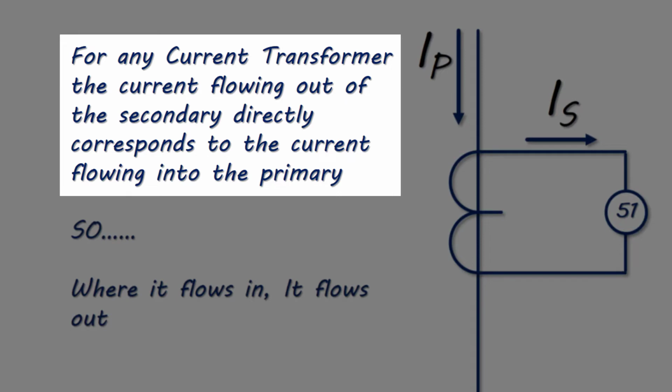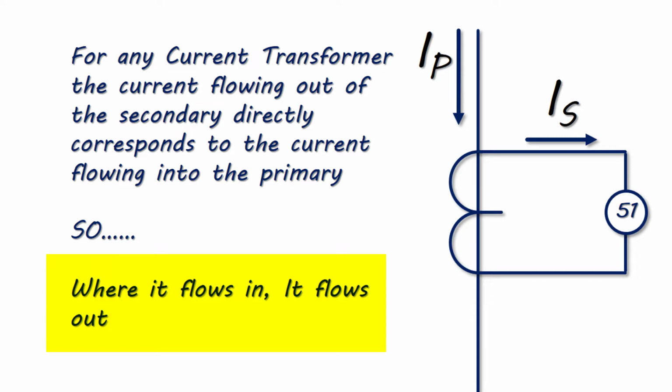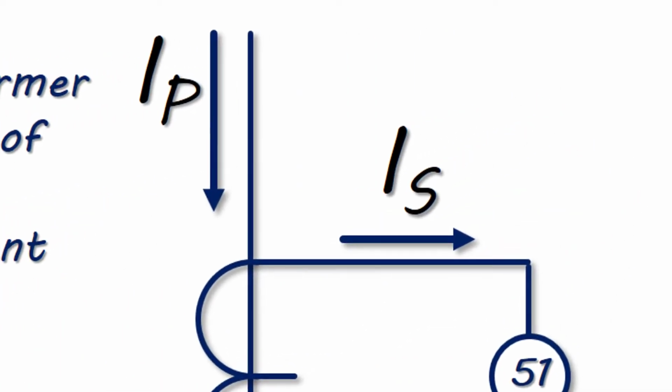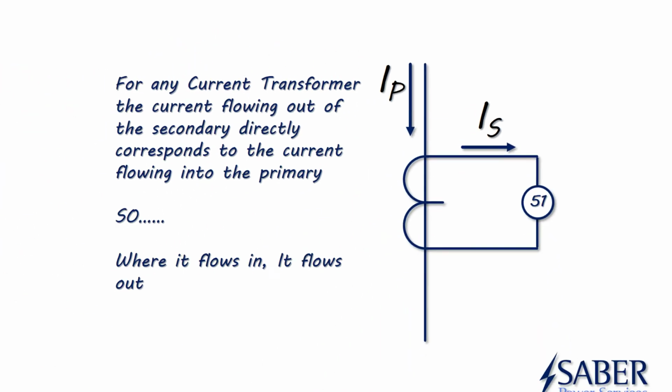For any current transformer, the current flowing out of the secondary directly corresponds to the current flowing into the primary. So, where it flows in, it flows out. All right, get that. Where the primary current flows into a CT, at that point on the secondary side of the CT, the secondary current is flowing out.